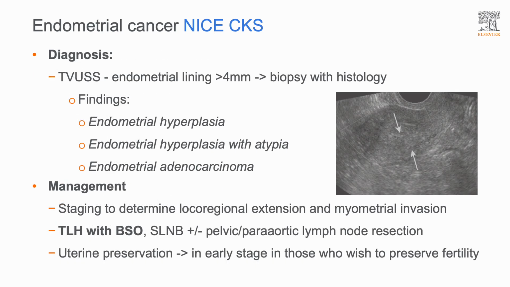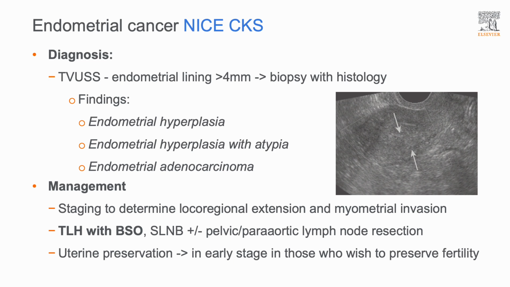Following referral, a transvaginal ultrasound is performed, and any women with an endometrial lining of above 4 mm, a biopsy with histology is then performed. The findings can include endometrial hyperplasia with atypia of the cells, or an endometrial adenocarcinoma. In this case, we can see the transvaginal ultrasound showing a thickened, heterogeneous, cystic and vascular hyperechoic tissue filling the endometrial cavity as indicated on the arrows.